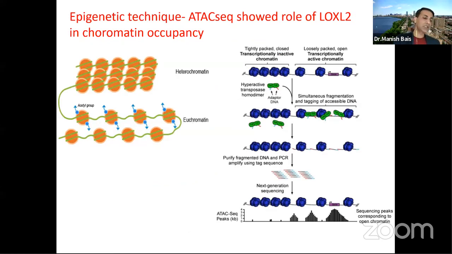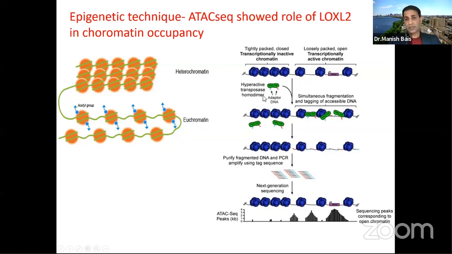Next, we wanted to study whether it has a role in chromatin regulation. Just to give you an overview, heterochromatin is closed chromatin, which is inactive, but euchromatin is open chromatin. When chromatin gets open, it enables some regions to be transcribed, so mRNA expression is correlated with the active state of the chromatin. Here you can see tightly packed chromatin and this is loosely packed chromatin.